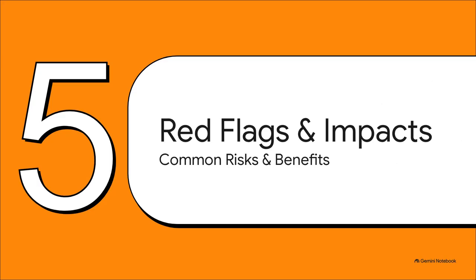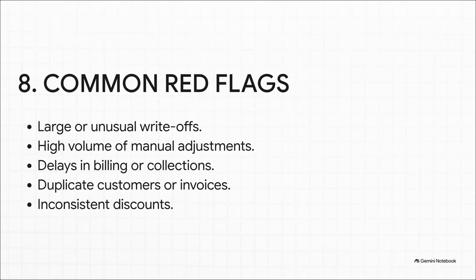All right, moving to our final section, we're going to land the plane by looking at where things go sideways and the massive overarching benefits of getting this cycle right. When auditing this cycle, you've always got to be on high alert for common red flags. We're talking about large or highly unusual write-offs, a weirdly high volume of manual adjustments, or strange delays in billing and collections. We also hunt for duplicate customers or invoices and inconsistent discounts.